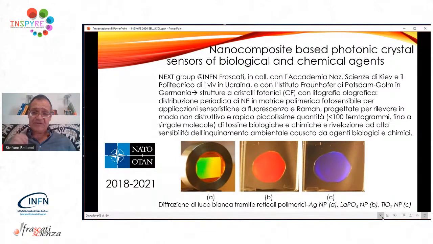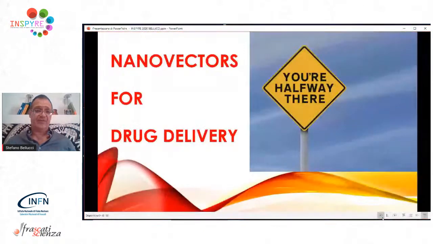Then the deposition of very tiny quantities of analytes, for instance, biological toxins or chemicals or viruses. How small? Well, less than 100 femtograms, okay? So we're talking about 10 to the minus 13 grams, can be detected by either the variation of the refraction index or the surface-enhanced Raman spectroscopy, which I mentioned before.